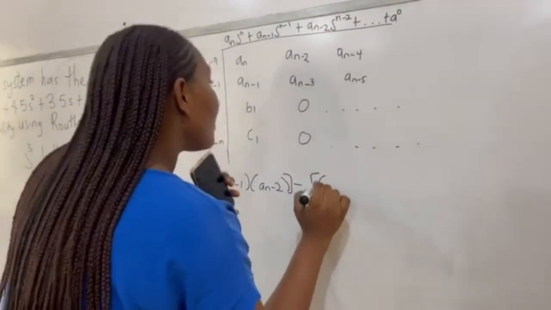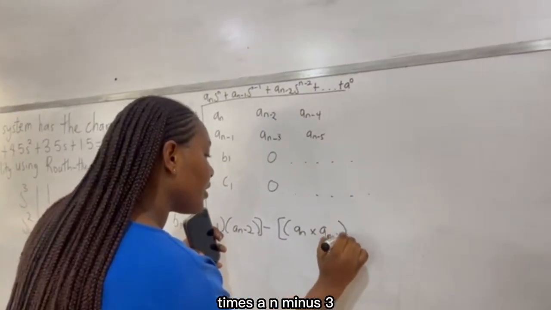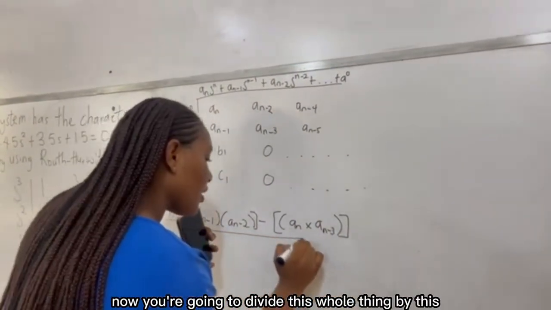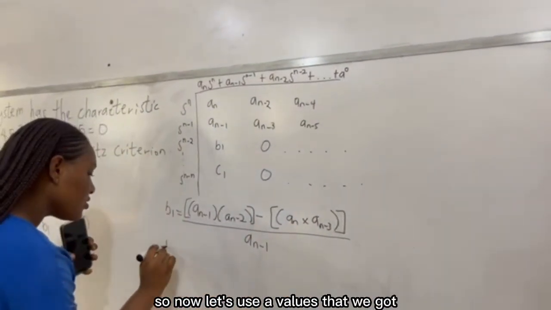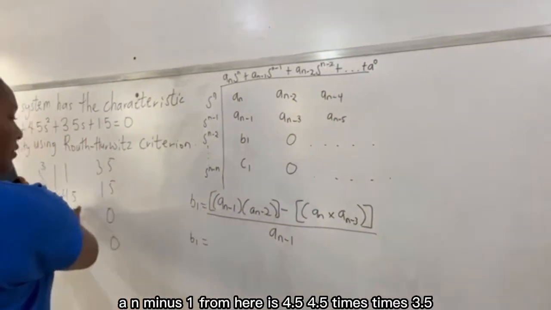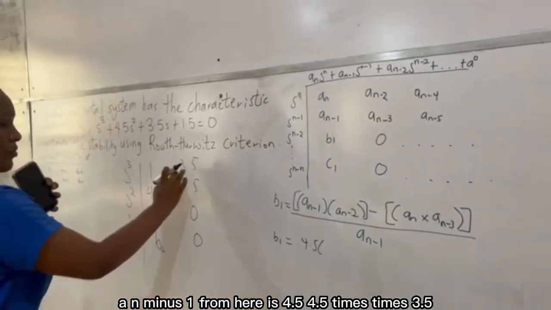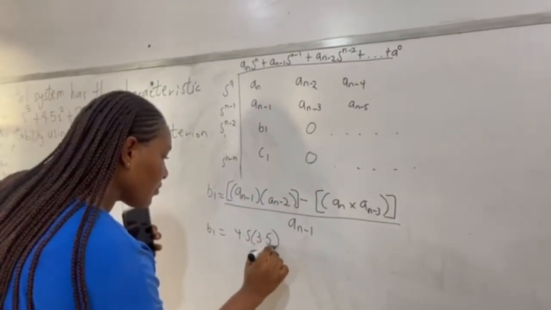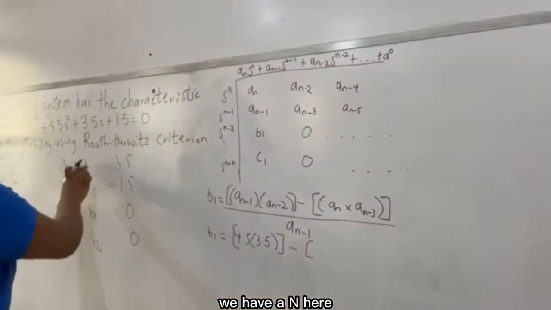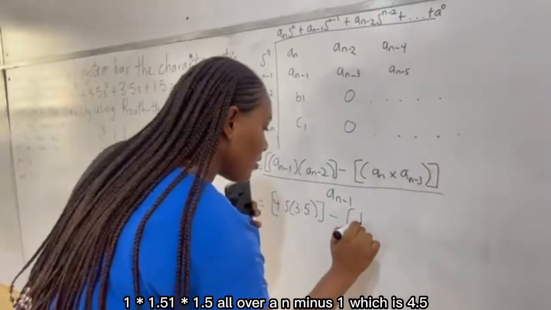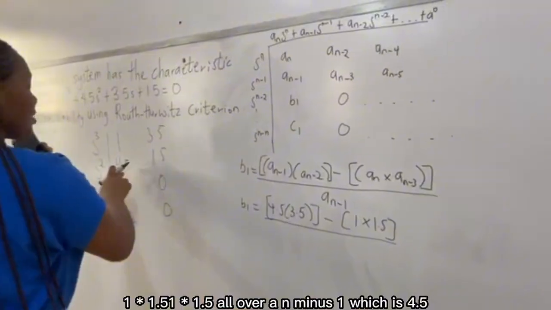minus an times an minus 3. Now you're going to divide this whole thing by this, an minus 1. So now let's use the values that we got. An minus 1 from here is 4.5. 4.5 times 3.5. Right? So minus, we have an here, 1 times 1.5, all over an minus 1, which is 4.5.